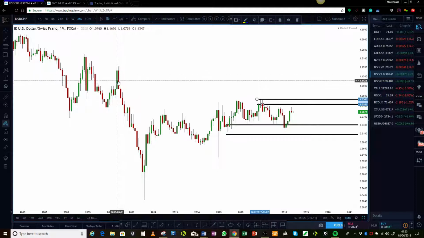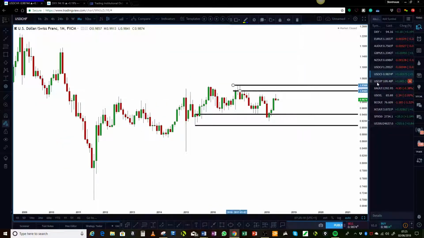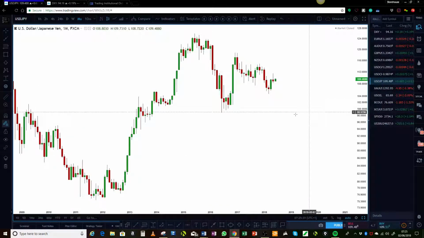The next levels are up here, so watch this range. So if and when we get a breakout out of that range, then we may have a big move to either side, whether we break down or we break up. Did I just say break up?